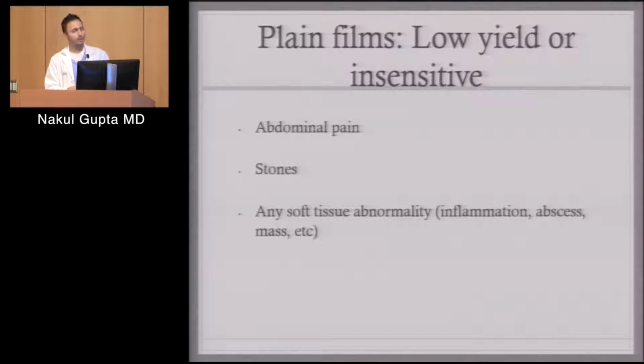A lot of times we're looking for inflammatory soft tissue processes like appendicitis, diverticulitis, cholecystitis, pancreatitis, all those itises. You're not going to see those on a plain radiograph, so low yield for those.